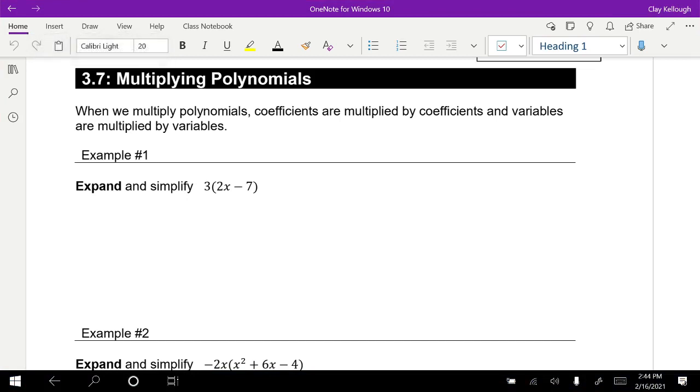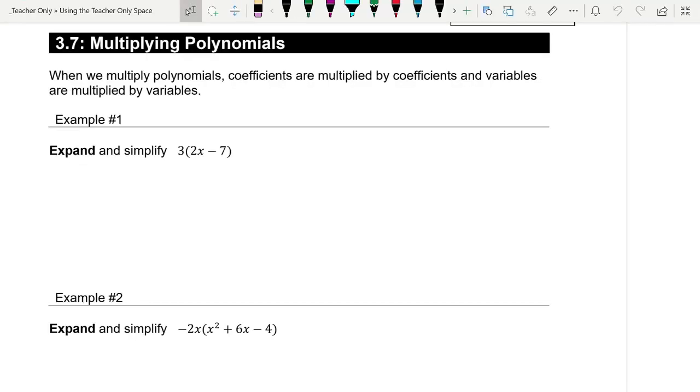BEDMAS rules still count. But notice, if I told you I wanted to simplify this expression here, I'm kind of stuck. BEDMAS says do what's in the brackets first. Well, I can't. 2x minus 7 could be any number in the whole universe depending on what x is. So I have no idea what to simplify it to. So the distributive property gives me a little end run around the fact that I'm kind of stuck according to BEDMAS. Basically, it says I can distribute this multiply into both parts of the thing inside the bracket.